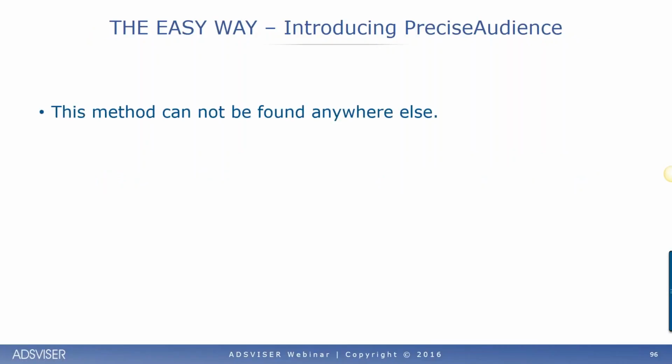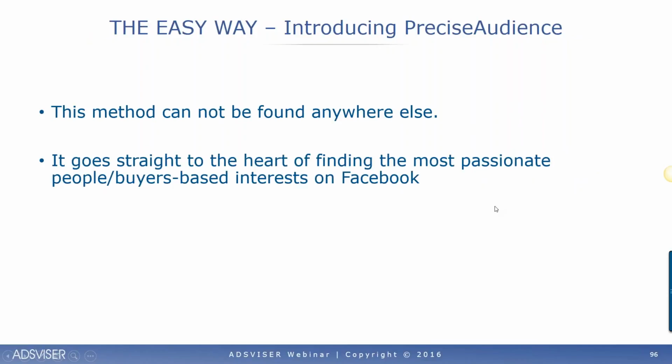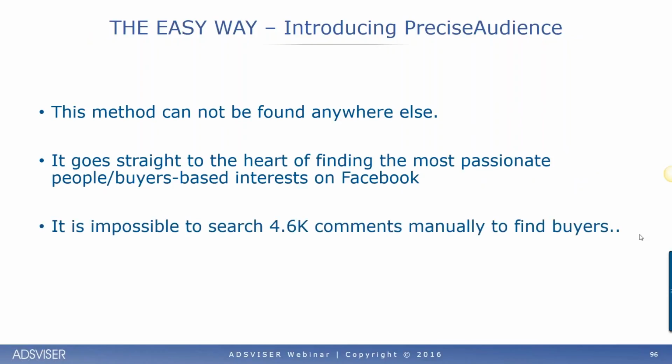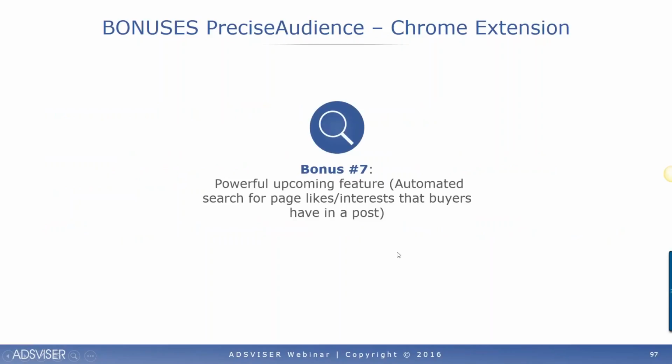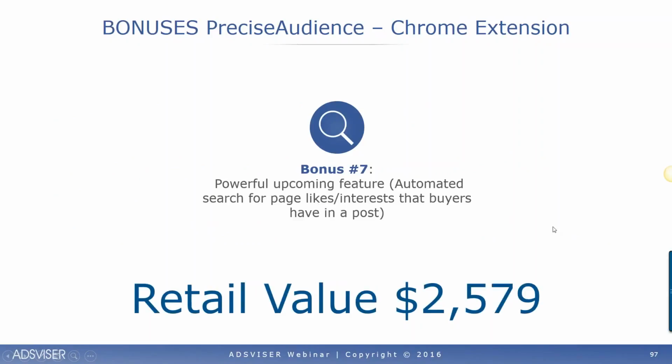We can do this the easy way, guys. This method cannot be found anywhere else, and it goes straight into the heart of finding the most passionate buyers on Facebook. It is very difficult to search through 4,000 comments on Facebook manually to find buyers. There's one more bonus, an upcoming powerful feature: automation in searching for page likes and interests. The retail value for that is about $2,579, and that is also included.